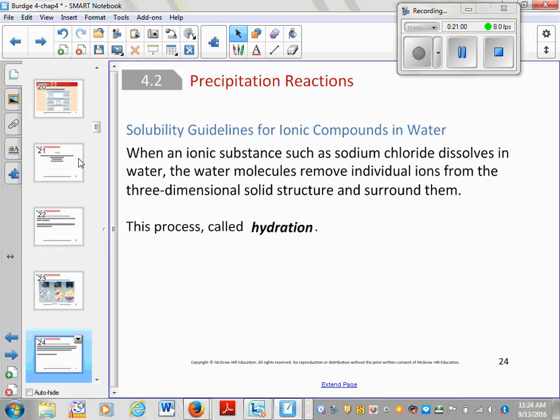What keeps them from coming back together in the first place? Well, once we put them in the water and they start separating, the water molecules surround them. So they each get surrounded by water molecules. I'm not going to draw all of them. So that keeps them separate from each other. So they don't really see each other. Now when you remove the water, they all come together.